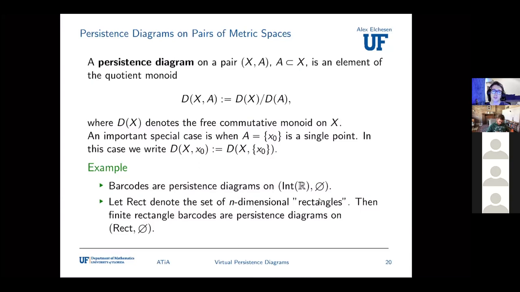I think this is a nice perspective because we can think of lots of different things that come up as just persistence diagrams in this terminology. So barcodes are persistence diagrams where your set is the set of intervals of R, and your base point is the empty interval. Or you could think of rectangle barcodes as being persistence diagrams on the space of rectangles, with the empty rectangle being the base point. So they all fall into this setting when you think of it this way.